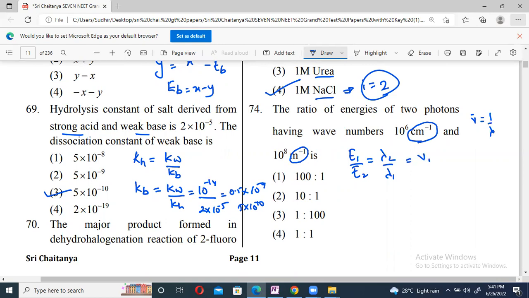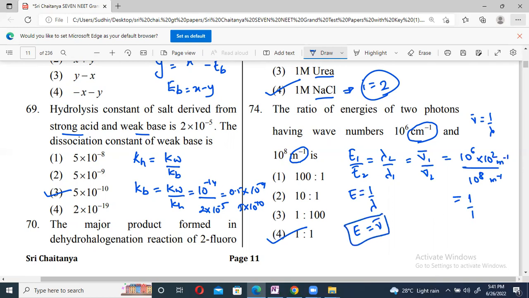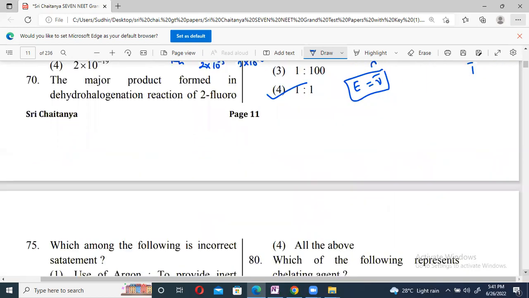Wave number is inversely proportional to wavelength, so I will write wave number 1 by wave number 2. Wave number 1 is given as 10 to the power of 6 per centimeter. Convert into meter, 10 to the power of 2 per meter. And here it is 10 to the power of 8 per meter. If you solve it, it is 1 by 1. So the answer is 1 is to 1. See, beta, E is equal to h nu, that is hc by lambda. Energy is inversely proportional to wavelength, but directly proportional to wave number. Option 4 is correct.